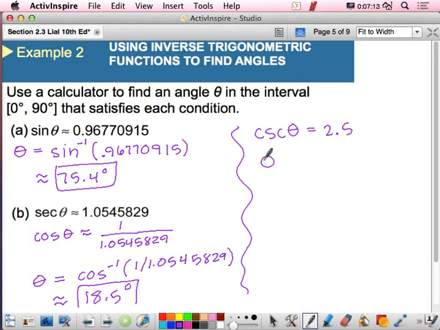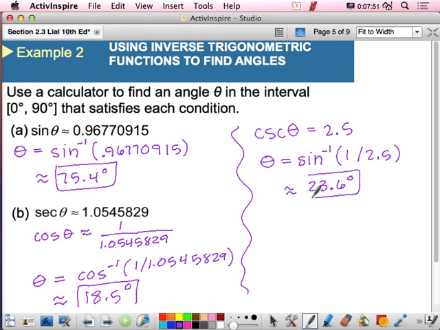To ask it for an angle, I have to use the second button first. So I will use second sine or second cosine? Second sine, because they are reciprocals. So second sine, and then not just 2.5, but of 1 over 2.5. You guys go type that in, and tell me approximately what angle has that cosecant value. 23.6 degrees. Did everyone get that?